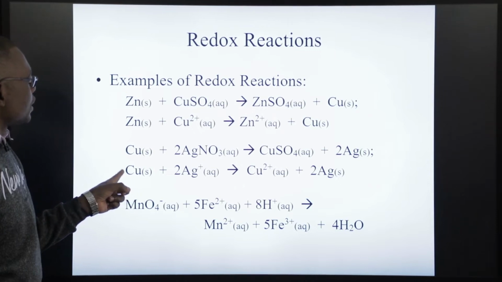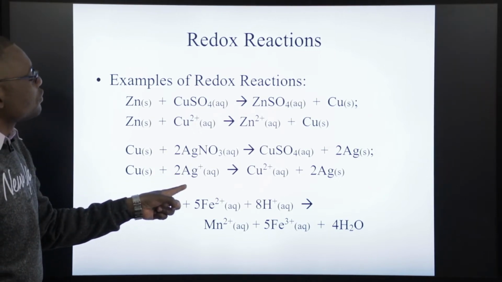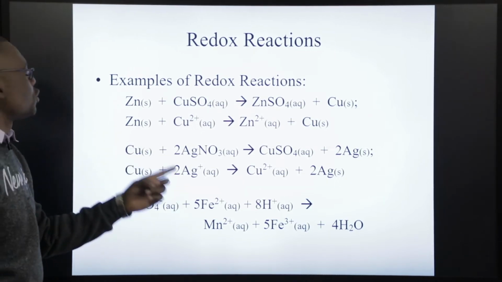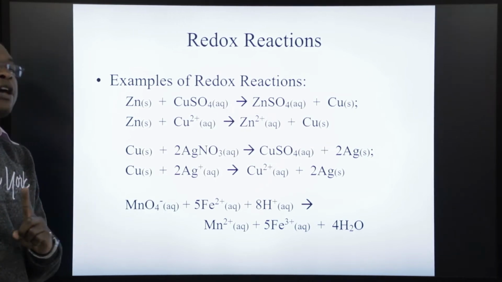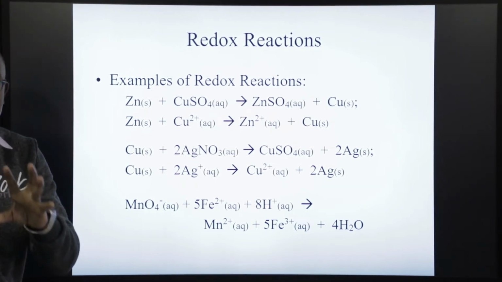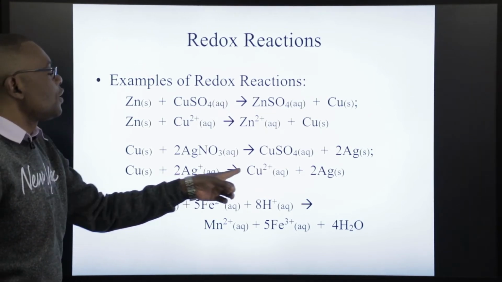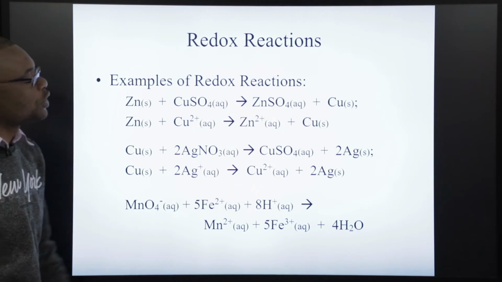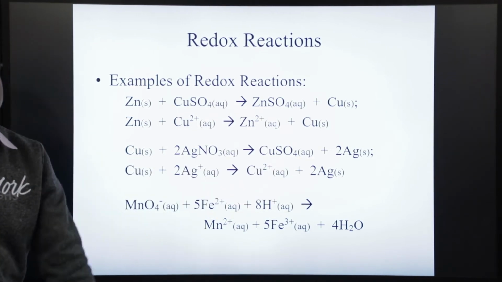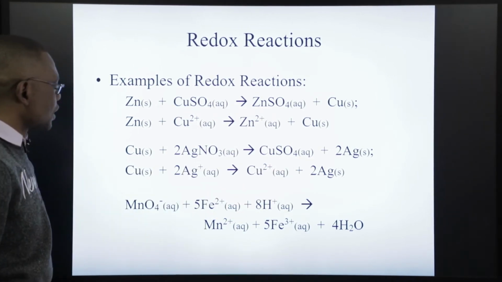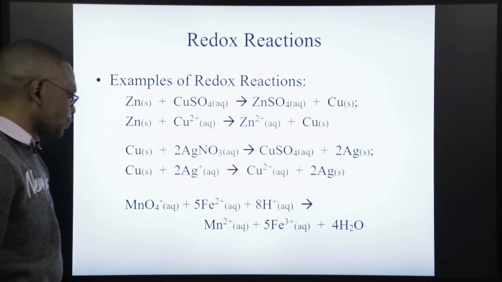In other words, we are saying the copper gives away 2 electrons to silver, but 1 silver ion can only pick up 1 electron, so we'll need 2 of those to balance the charges, and then we'll have copper going into solution and 2 silver atoms coming out of the solution.